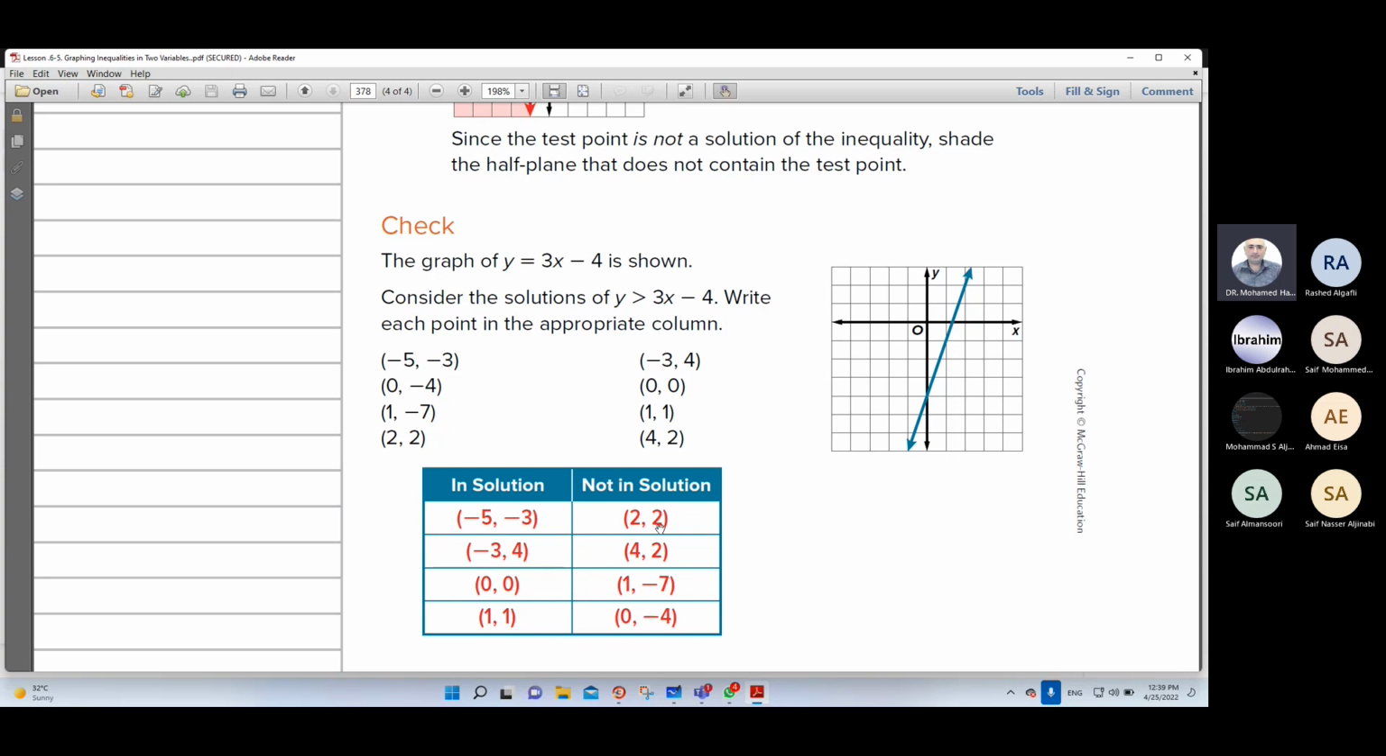And here, if you take (2, 2), substitute this value here. 2 times 3 will be 6. 6 minus 4 will be 2. Is 2 greater than 2? No. So this point is not in the solution. To know if a point is included in the solution or not, we can take a test in this inequality. If the inequality is right, put the point in the solution. If the inequality is not right, put the point in the not a solution column.